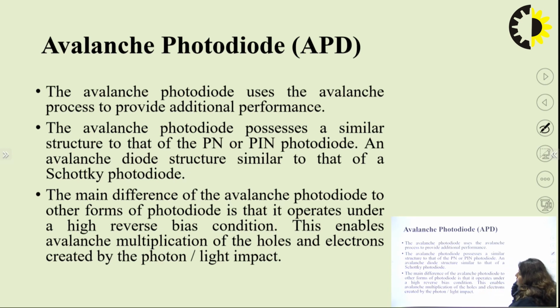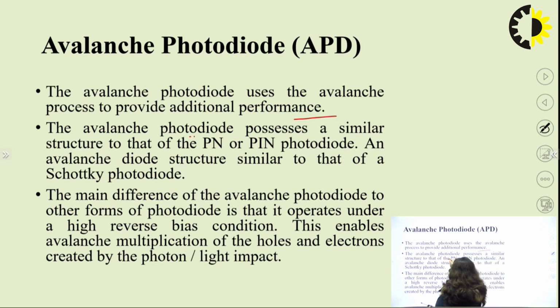So the avalanche photodiode uses the avalanche process to provide additional performance, and this additional performance is basically the gain. If we want to calculate the signal to noise ratio for the avalanche photodiode, we can easily see that the gain factor makes the signal more useful at the detector as compared to the pin photodiode. So whenever we require, in industrial applications, an increase in the gain of the output, we can use avalanche photodiodes or photodetectors.